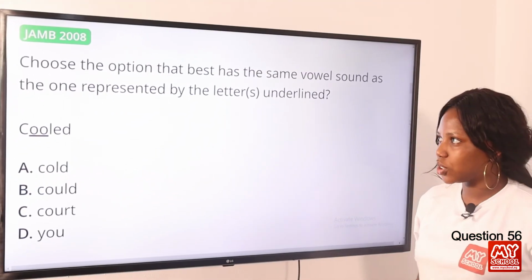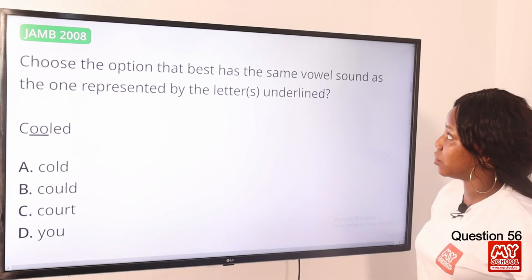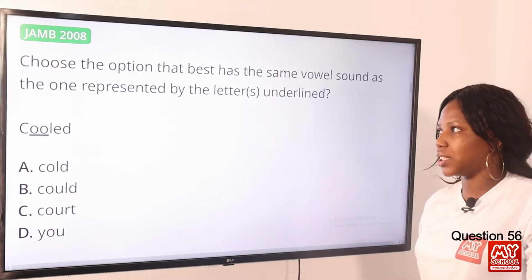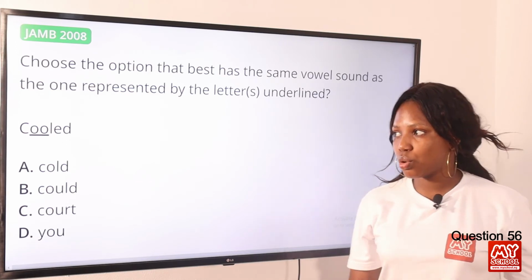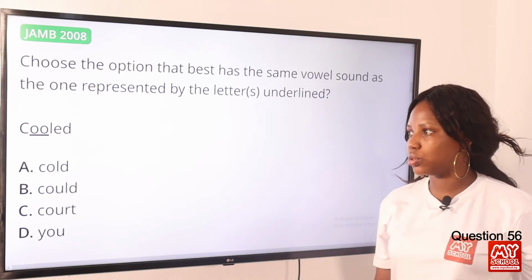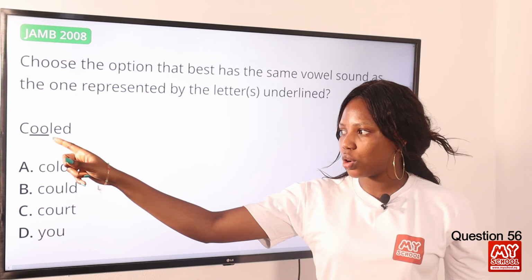Question 56. Choose the option that best has the same vowel sound as the one represented by the letter or letters on the line. Now the word is cold. Cold. So we have OO on the line.